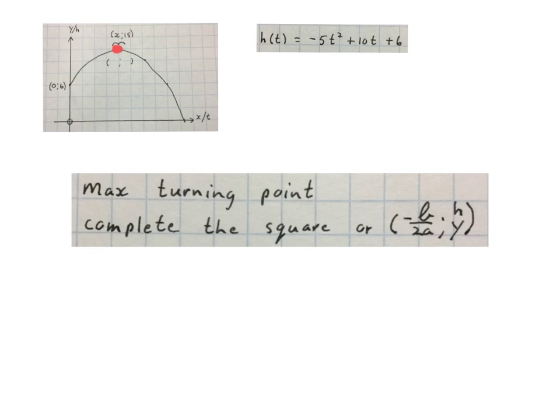Now to work out the maximum turning point or the minimum turning point of any parabola, you can either do it by completing the square, which we'll do later, or we can use this formula, minus b over 2a, which will give you the x of your turning point.